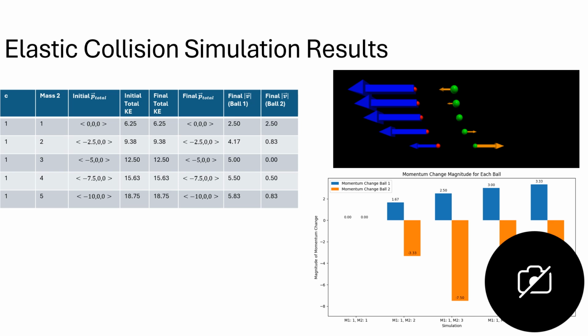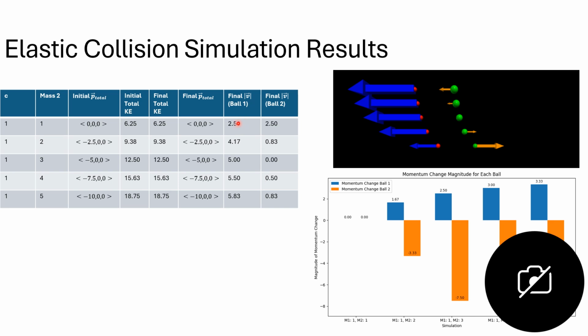After running the simulation in VPython or GlowScript, this is the result I got. First off, the table. As you can see, the initial and final momentums are the same, in this box right here and this box right here, which is of course expected with the conservation of momentum. And since it is an elastic collision, the initial and final kinetic energies are the same.